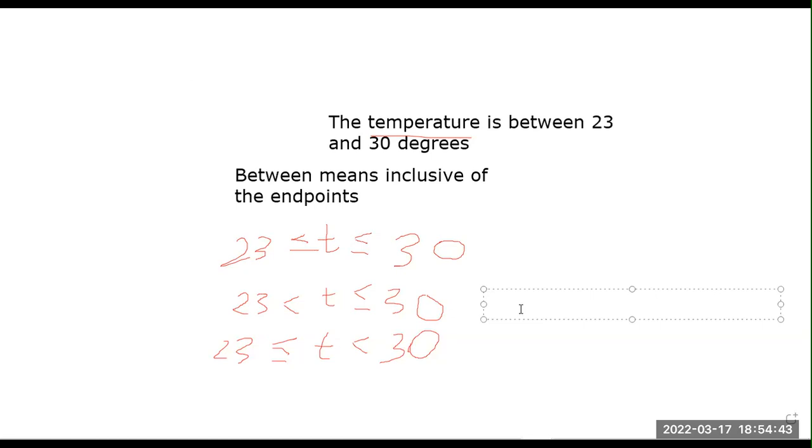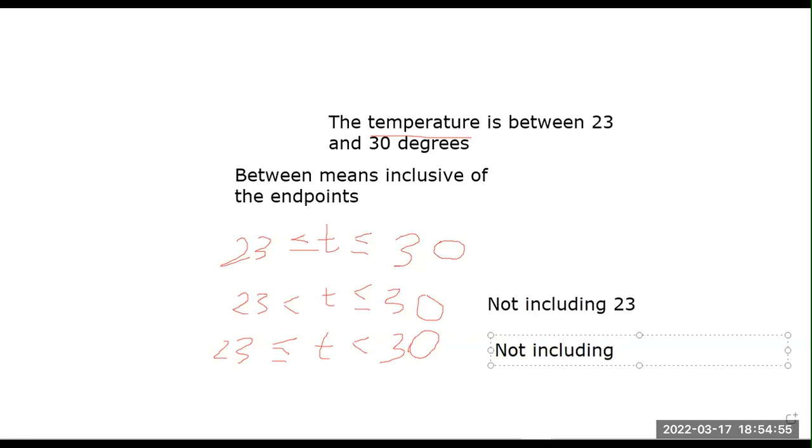So the first example would be not including 23. Second one would be not including 30. Right? So sometimes they bring that in exam situations. So the easiest way to remember this is when they say not including, we will just remove the equal sign from the term.